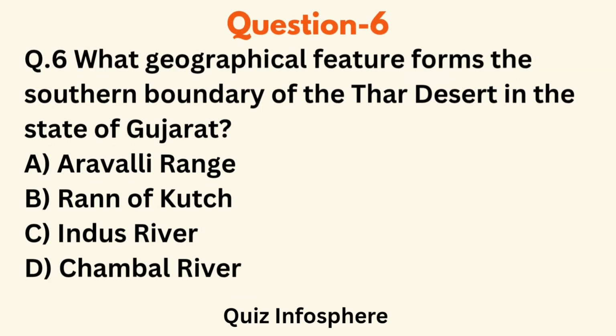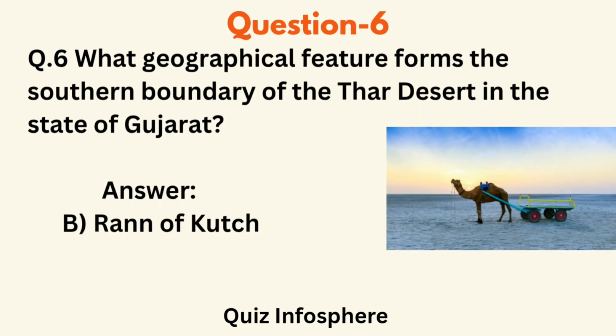Question 6. What geographical feature forms the southern boundary of the Thar Desert in the state of Gujarat? Aravalli Range, Rann of Kutch, Indus River, Chambal River. The correct answer is option B, Rann of Kutch.